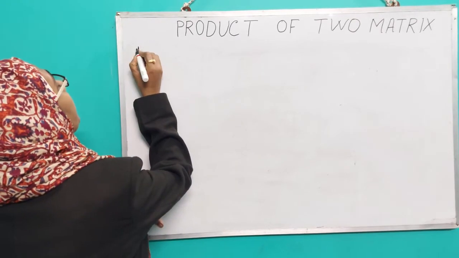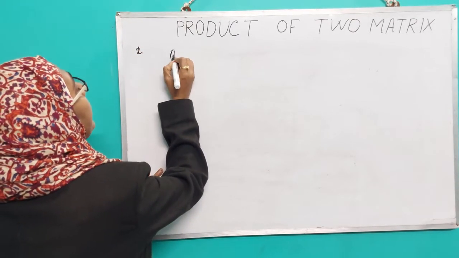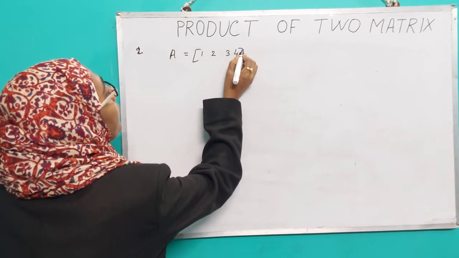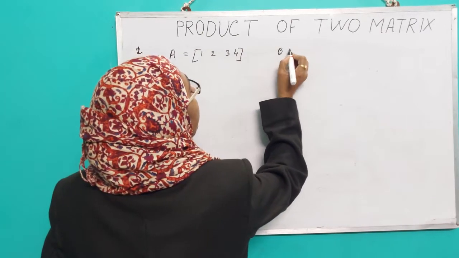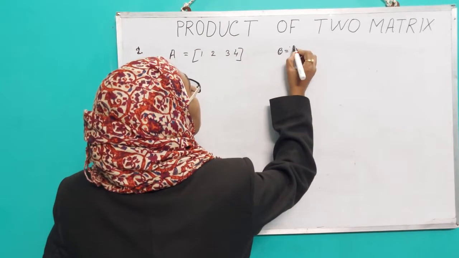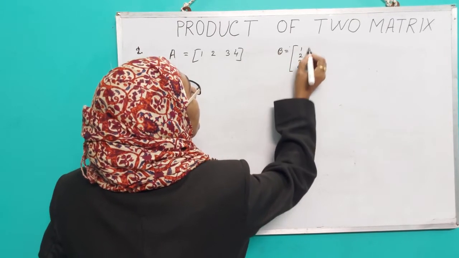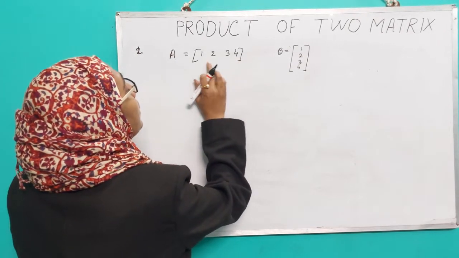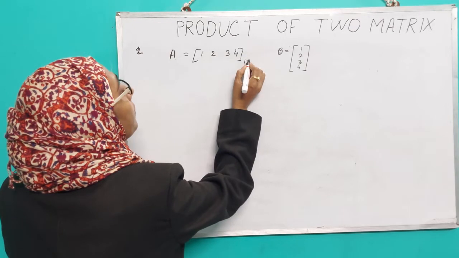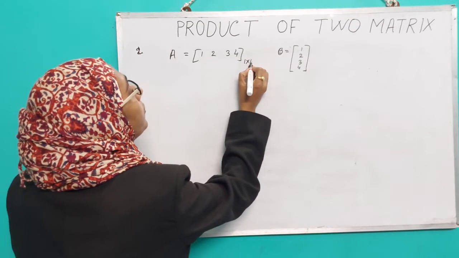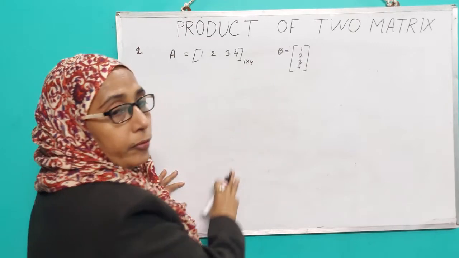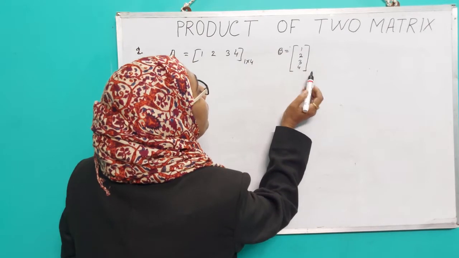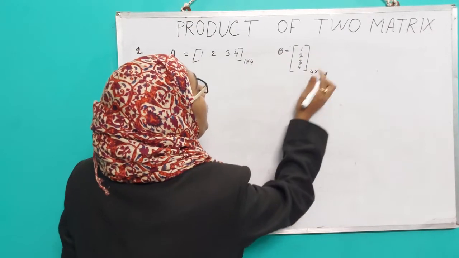One more example, example number 2. A matrix A equal to [1, 2, 3, 4] and a matrix B equal to [1, 2, 3, 4] as a column. Then the order of A is number of rows 1 and number of columns 4. Therefore, A is of 1 by 4 order, and B here has number of rows 4 and number of columns 1.